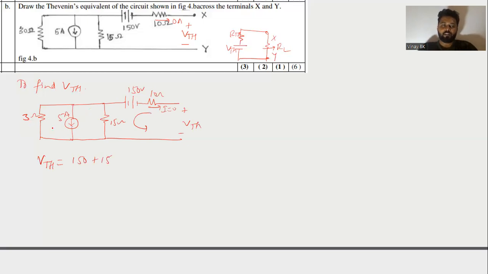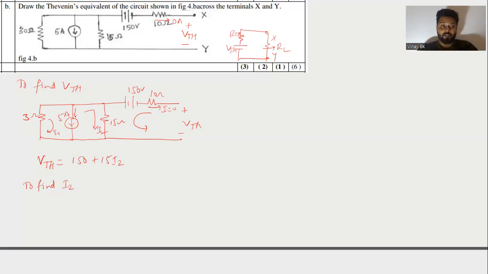For example, I1 is flowing here and I2 is flowing here in this direction. So plus 15 into I2. You need to find the value of I2. To find I2, you can use any method. Either you can use mesh analysis, it will act as super mesh, or else simply you can use the current divide rule. Anyhow, 5 ohm will be there.